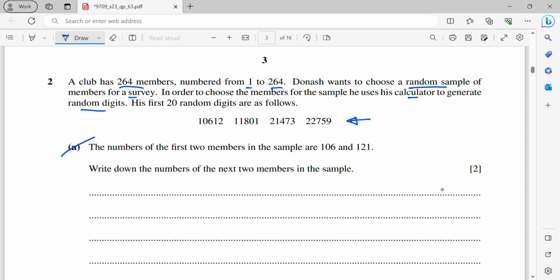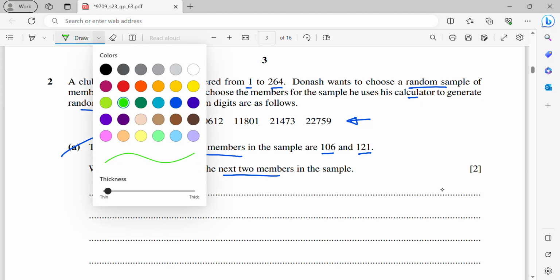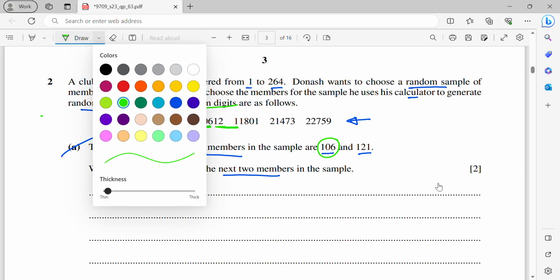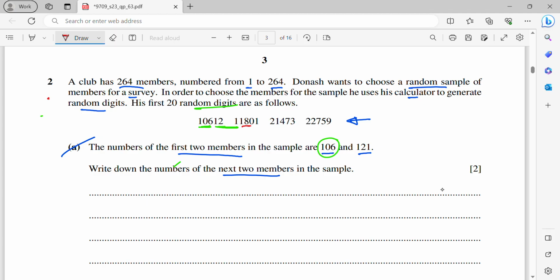A, the numbers of the first two members in the sample are 106 and 121. Write down the numbers of the next two members in the sample. So when you look at the random digits here, 106, this is the first member. Then 121 will be the second member. So now to get the numbers of the next two members, it will be the next three numbers, 180, and the subsequent three numbers.